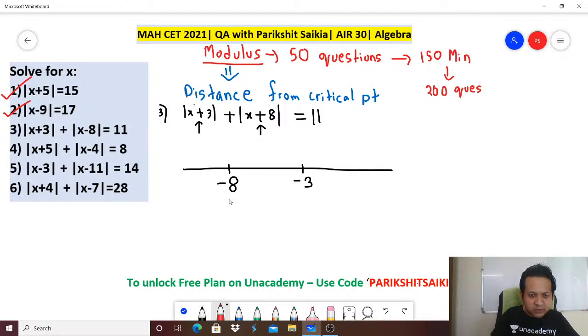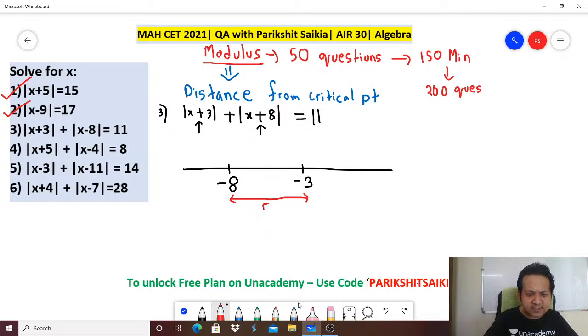What is the distance between these 2 points? The distance between these 2 points is minus 8 minus minus 3, right? So how much is the distance? 11. Minus 8 minus minus 3 is 5. Can you see this? The distance is okay.